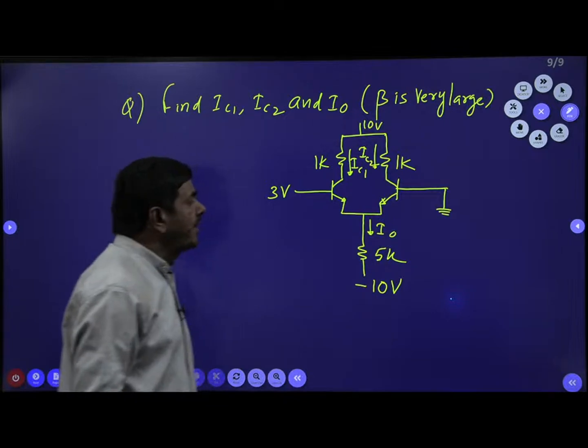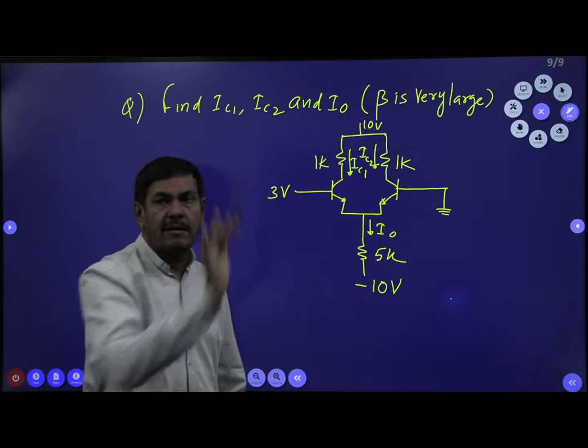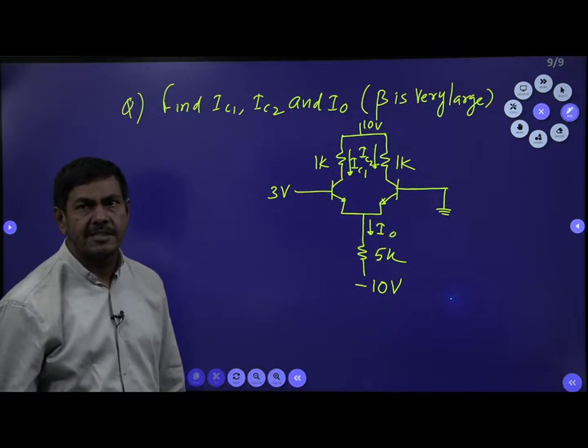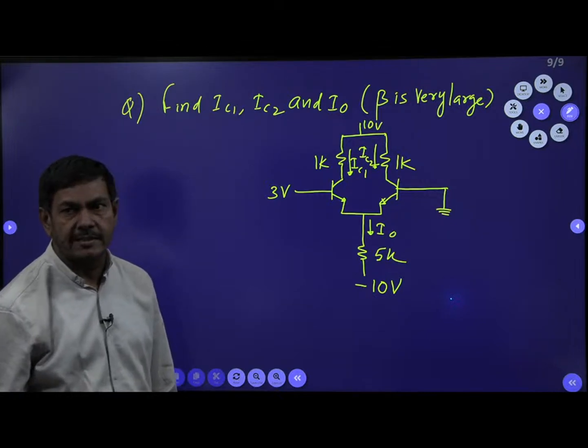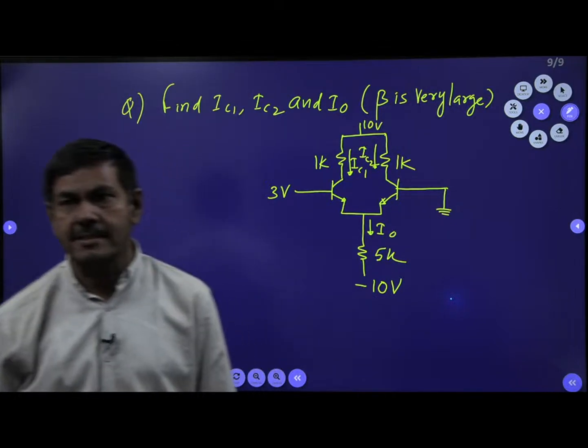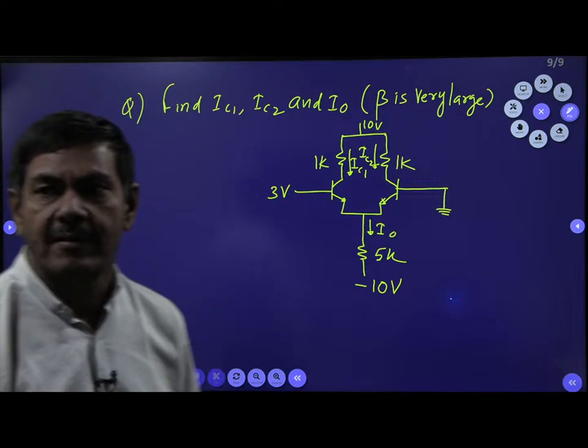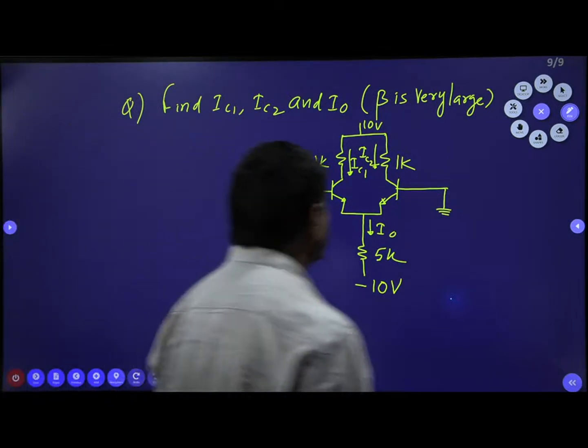It is asking to find IC1, IC2 and I0. These three parameters are required. How to get these three parameters? That's more important. How can we get those values? You please watch.